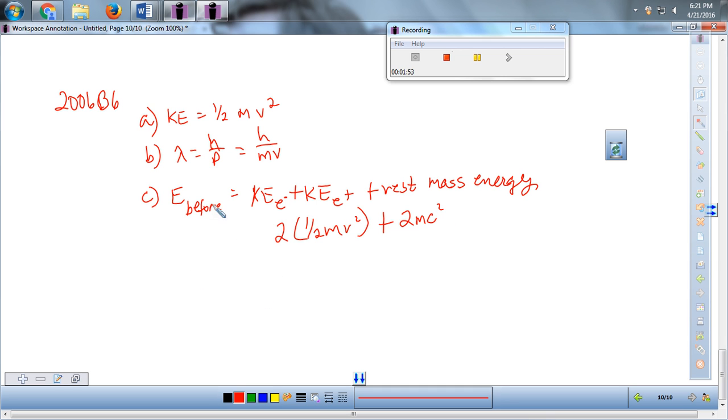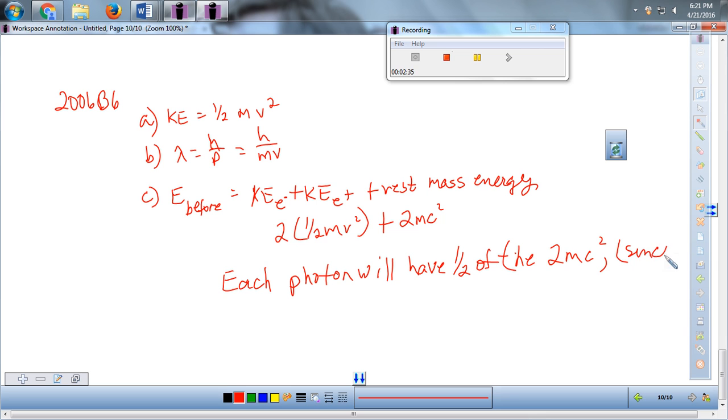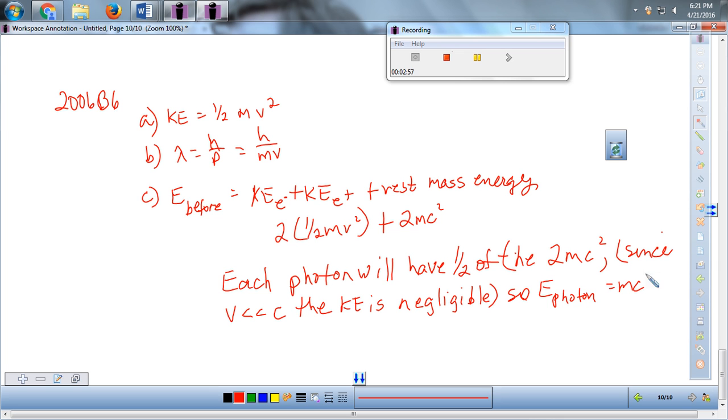Okay, that's no big deal. So if this is the energy before, the energy after has to be identical. And if two photons are produced, each of those photons has to have the same amount of energy, right? But I know that this speed is so much smaller than the speed of light that basically each photon will have 1/2 of the 2 mc squared, since v is much, much smaller than c. The Ke is negligible. So E for each photon is simply mc squared. All right, that's no big deal.